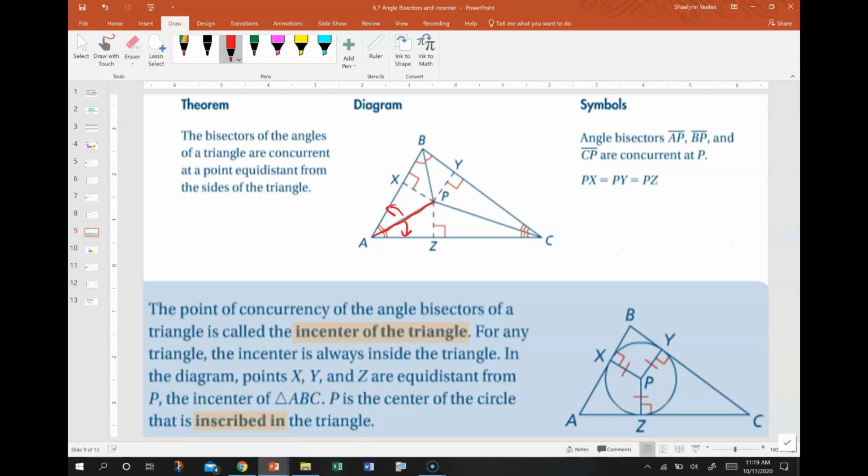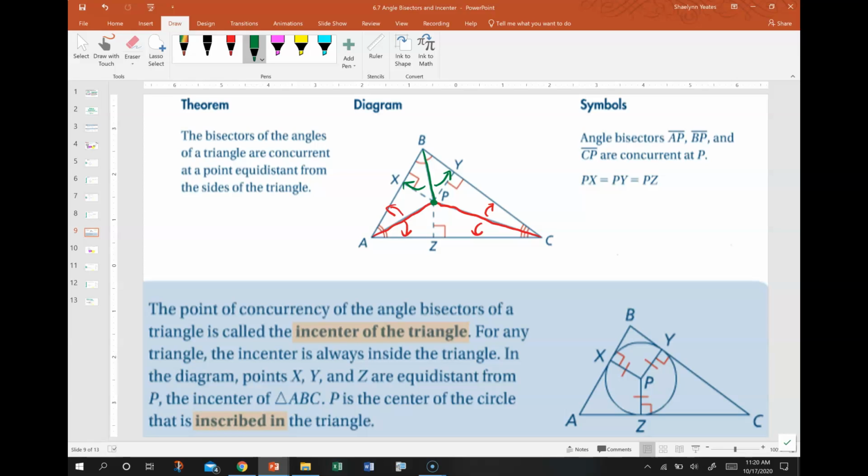Now, as the angle bisector of C comes out, it will be equidistant from the side AC and equidistant from the side CB. Again, using the converse to the angle bisector theorem, we can say that because this point is already equidistant from all three sides, if the angle bisector of B also intersects that point, then it will be equidistant from BA and BC.